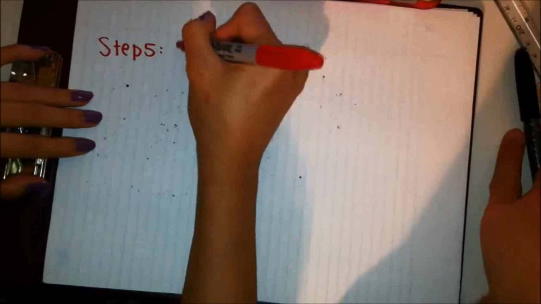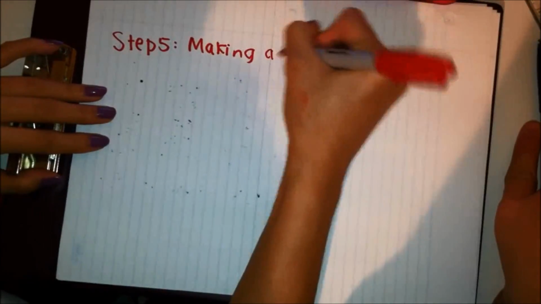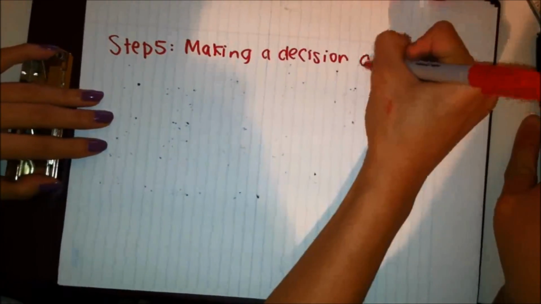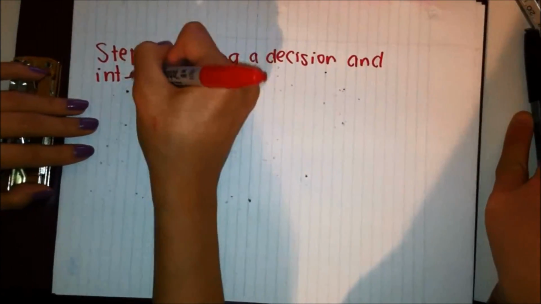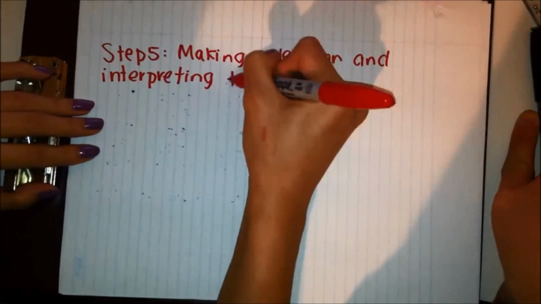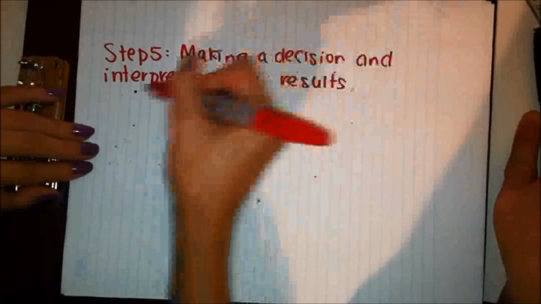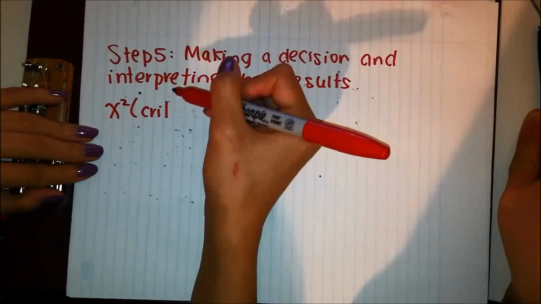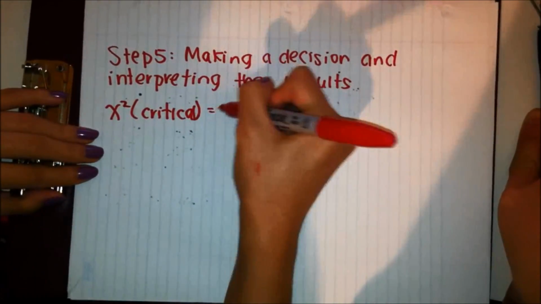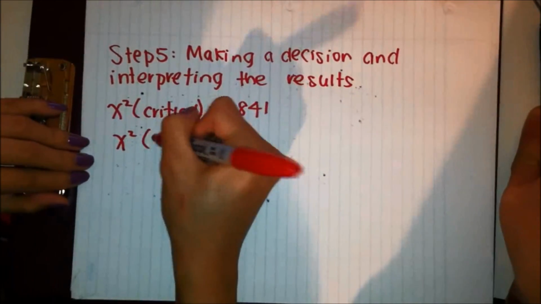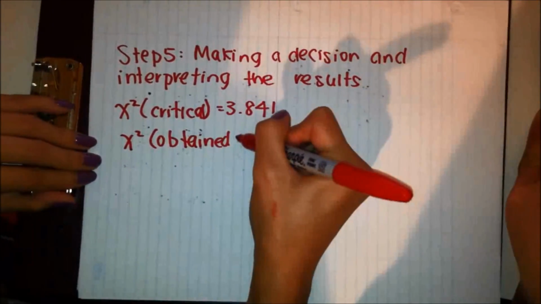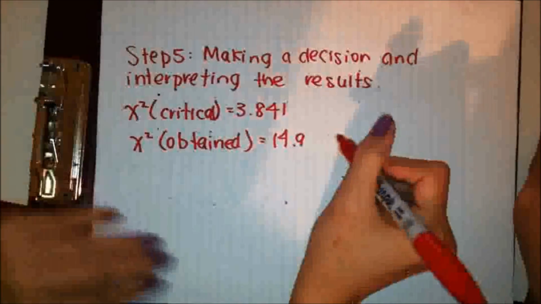Step 5. Making a decision and interpreting the results. Once the chi-square obtained has been found, we compare it to the chi-square critical and decide whether the null hypothesis can be rejected. Since the chi-square obtained is greater than the chi-square critical, we are able to reject the null hypothesis and conclude that the variables of gender and willingness to get married in the next 3 years are related.